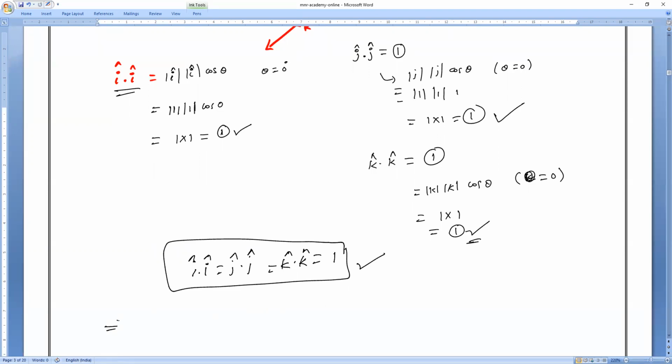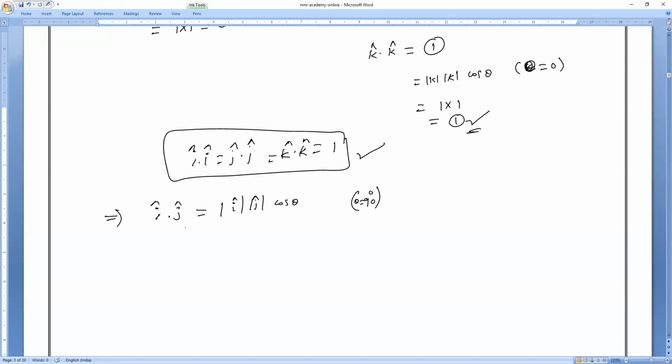Let us find now. All of you observe I dot J. How much will it be? You should tell me. How to find it? Mod I cap, mod J cap, cos theta. What is the theta? Theta is equal to how much? 90 degrees.